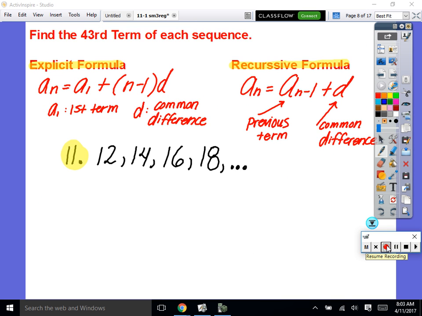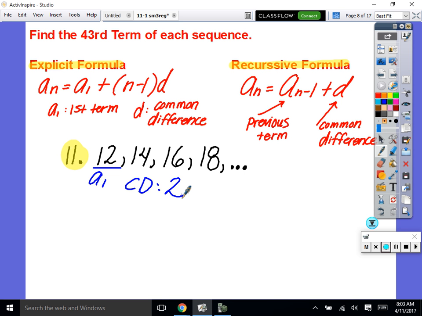So now I have that same thing written up here. Let's look at number 11. So it says, find the 43rd term. So what I'm going to do is say, I need to generate a formula. There are two types of formulas, explicit and recursive. So let's write an explicit formula for this. So first of all, we know our a sub 1 is 12, and our common difference is 2. That's the first thing you're going to identify.